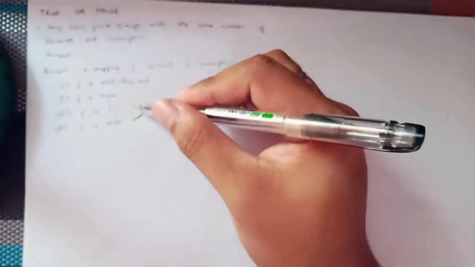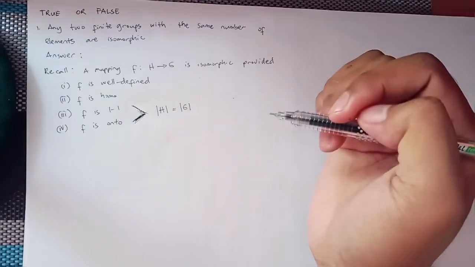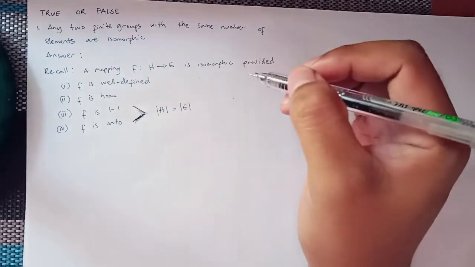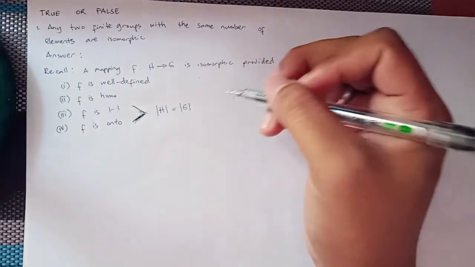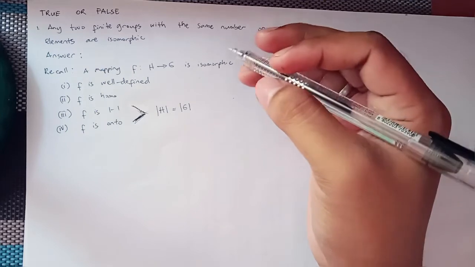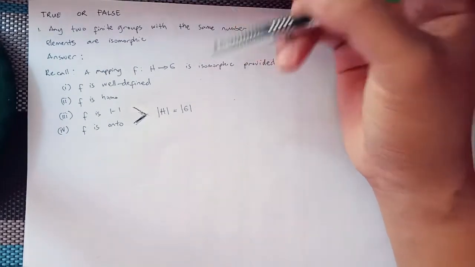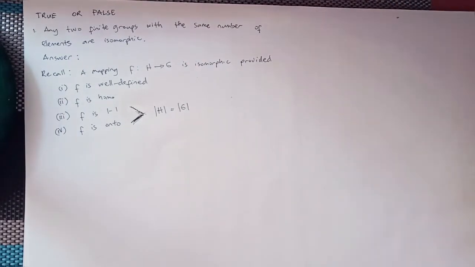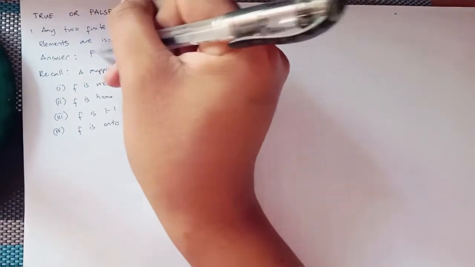And if we can satisfy these last two conditions, F is 1 to 1 and F is onto, then we can imply that the cardinality of H is equal to the cardinality of J, or they have the same number of elements. So, at first thought, if we answer this statement, we say that it is true, but actually the answer for this is false.